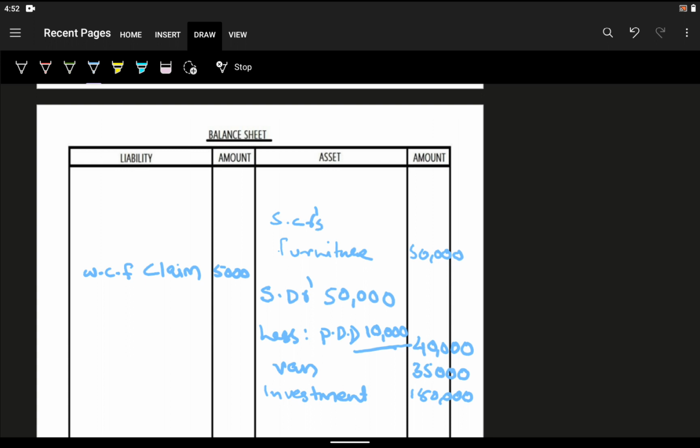What is the remaining amount? 40,000 is the total amount of sundry creditors, and the remaining is 39,000 after deducting that 1,000 rupees. Sorry, we will never write in asset side. Okay, sundry creditors in liability side. So we will write here sundry creditors 39,000 after deducting 1,000, in liability side of balance sheet.